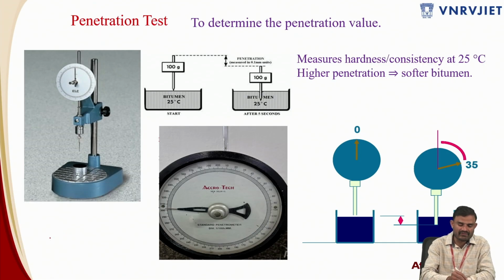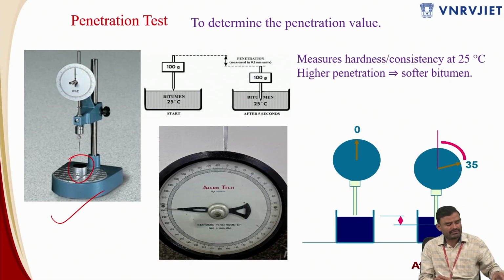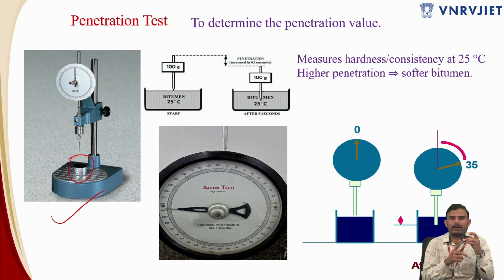Here I have a penetrometer, which is used to conduct the penetration test, and there is a brass mold where I take the required amount of bitumen sample. I have got a bitumen sample here in this brass mold. Because of heating, it has turned black in color.